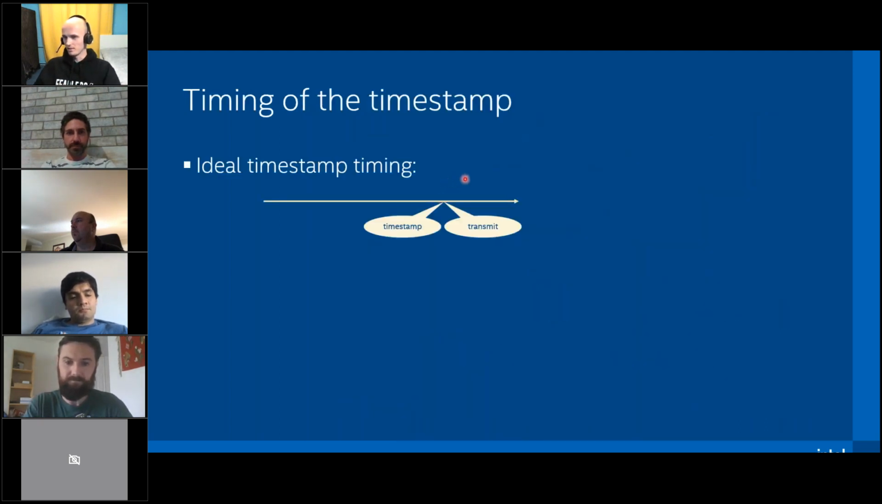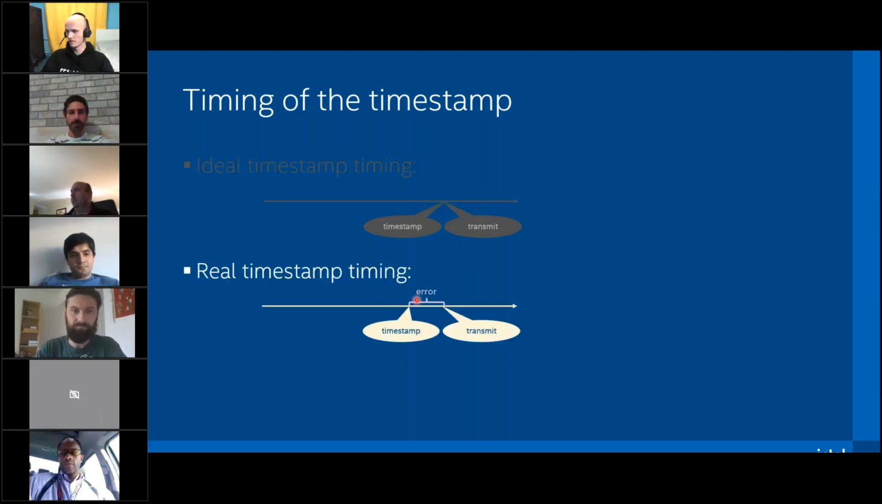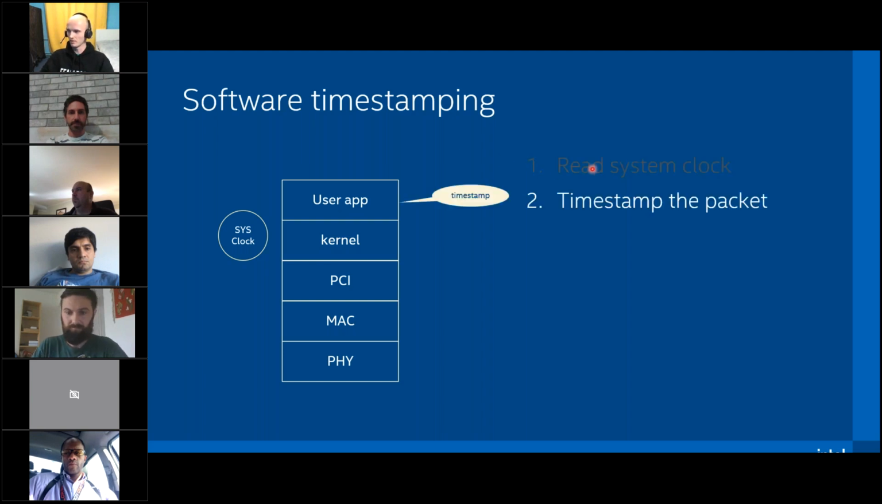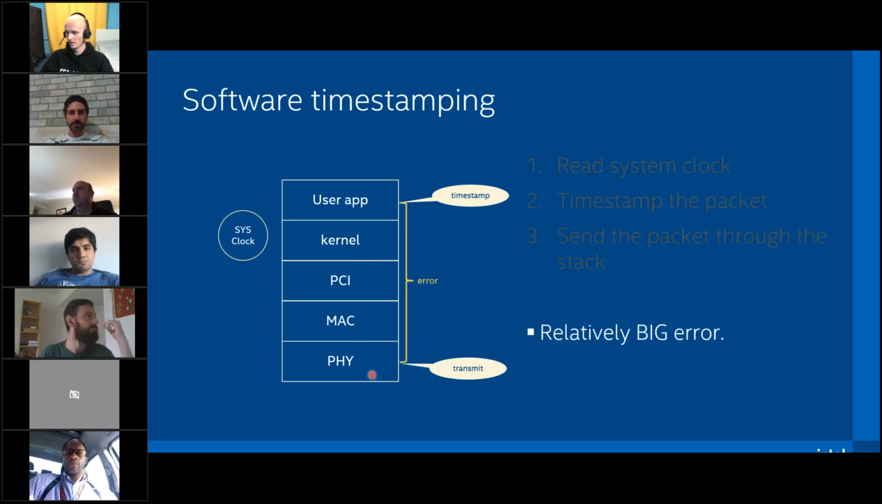And when it comes to the timing of the timestamp, in the ideal world, we would timestamp and transmit the packet at the exact same point in time. Obviously, in the real world, there is always some kind of error that results from the fact that we are timestamping the packet earlier than we can transmit it. And we have either software timestamping, which is where we read the system clock, save the timestamp, then push the packet into the stack, waiting for it to be transmitted. That leads to having a quite significant error.